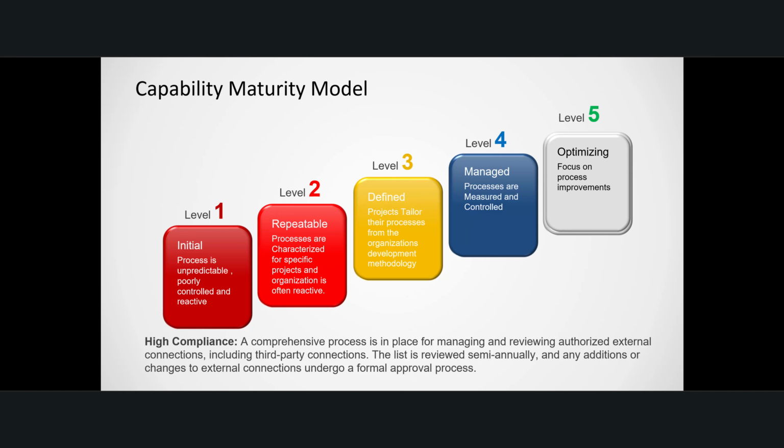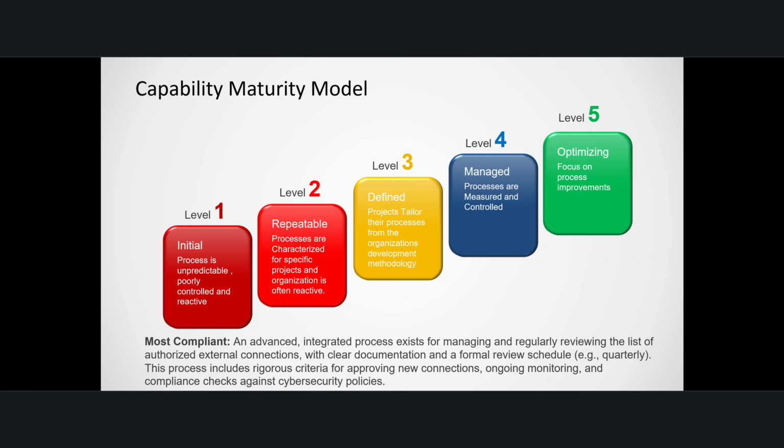And then finally, the optimizing level focuses on process improvements. This is the most compliant level. An example here is an advanced, integrated process that exists for managing and regularly reviewing the list of authorized external connections with clear documentation and a formal review schedule, for example, quarterly. This process includes rigorous criteria for approving new connections, ongoing monitoring, and compliance checks against cybersecurity policies.